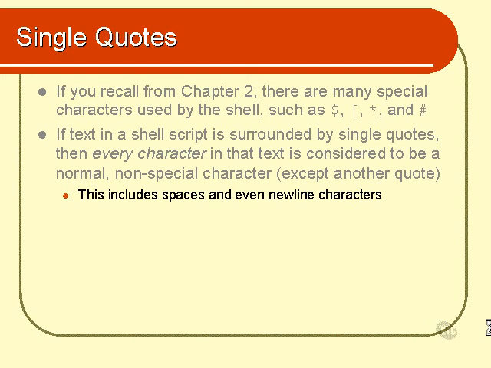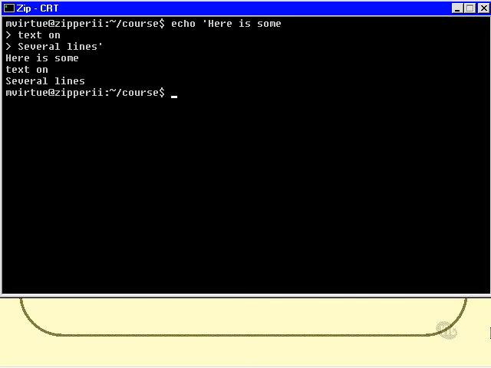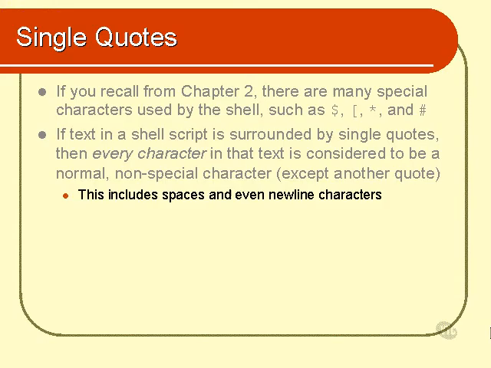I think I should probably show you an example of what I'm talking about. I'll just do that quickly. So here's the example, echo and then single quote, here is some, and then I'll press enter. And now look, I get a little angle bracket, which is sort of a second prompt. It's not my original prompt, but it is a prompt of some description. And I'll type in text on several lines. And let's see what we get. And we actually get it echoed out on 3 separate lines. So that is indeed possible to do.